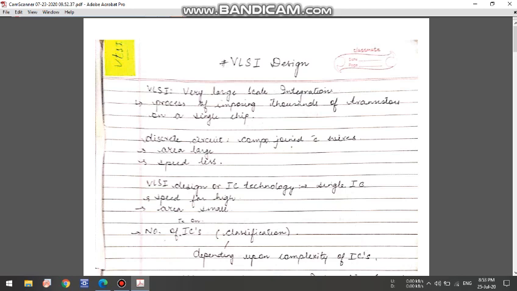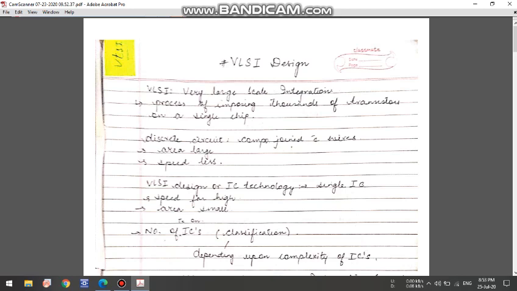So what is important to note over here is this term large. What does this term large mean? What does it indicate? The term large over here does not mean that the size of the device or the size of the chip is large, but it means that we are incorporating a large number of transistors on a single IC.